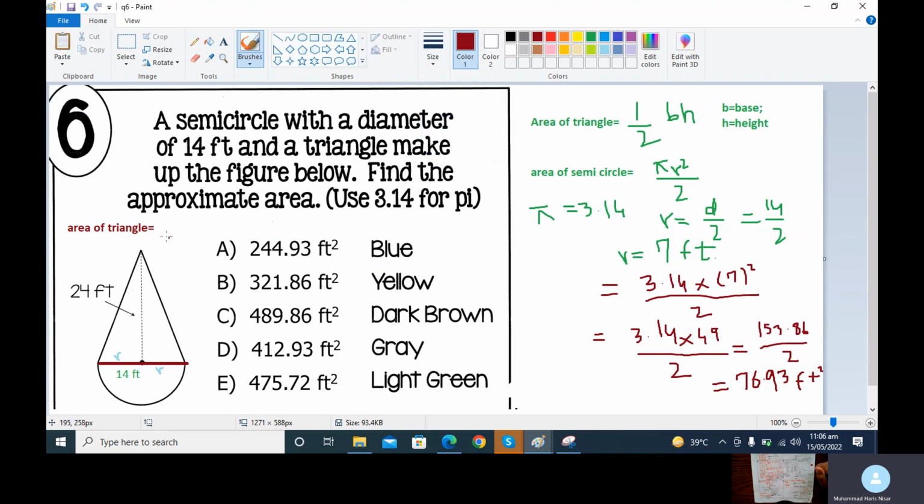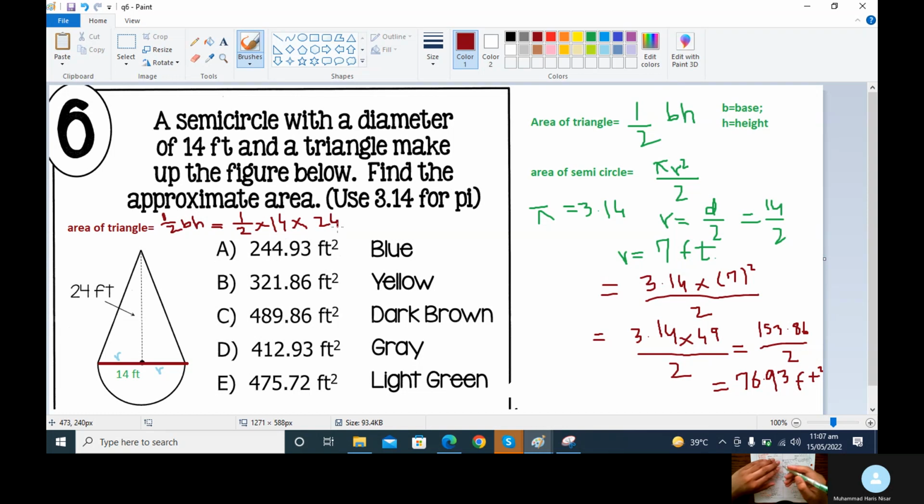1/2 b into h. So 1/2 base is, this is the base now, isn't it? Yes. Base is 14. Base is 14, and height is also given here. You can see this is the height. That is 24. So area of triangle equals 1/2 times 14 times 24.